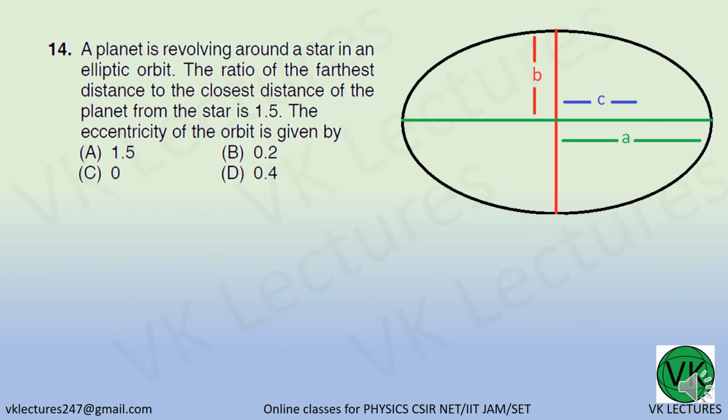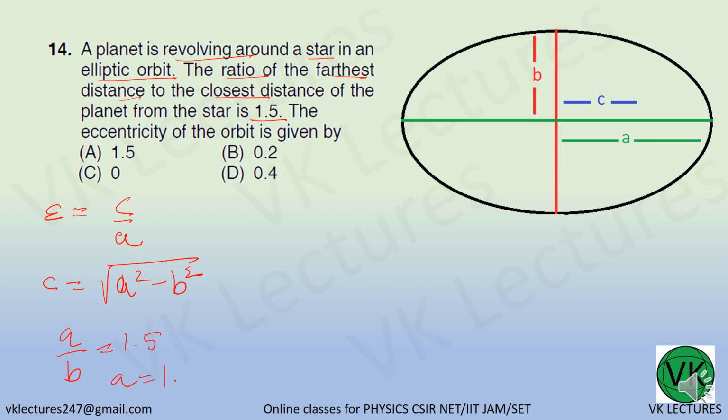A planet is revolving around a star in an elliptical orbit. The ratio of the furthest distance to the closest distance of the planet from the star is 1.5. Find the eccentricity of the orbit. Now the eccentricity epsilon is given by c divided by a. What is c? C is equal to under root a square minus b squared. From the question, the ratio of the furthest distance a to the closest distance b is equal to 1.5, which means a is equal to 1.5 times b.